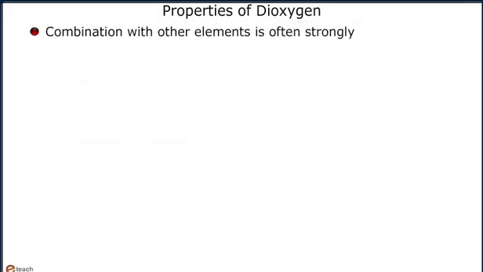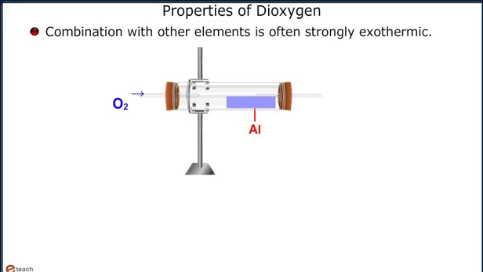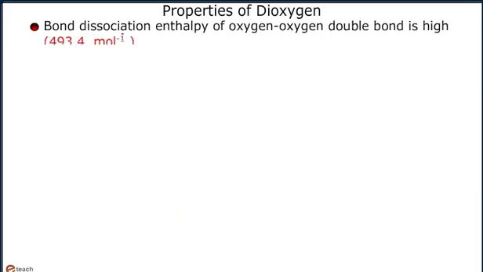Combination with other elements is often strongly exothermic. Consider the reaction 4Al plus 3O2 gives 2Al2O3, which is highly exothermic. Bond dissociation enthalpy of oxygen-oxygen double bond is high, that is 493.4 kJ per mole.